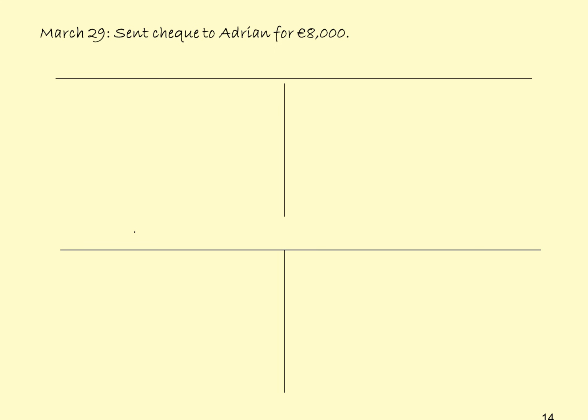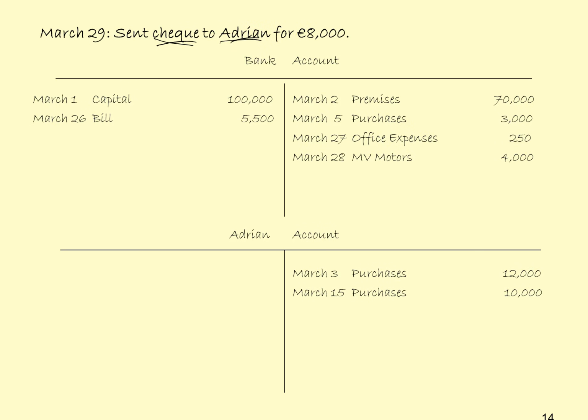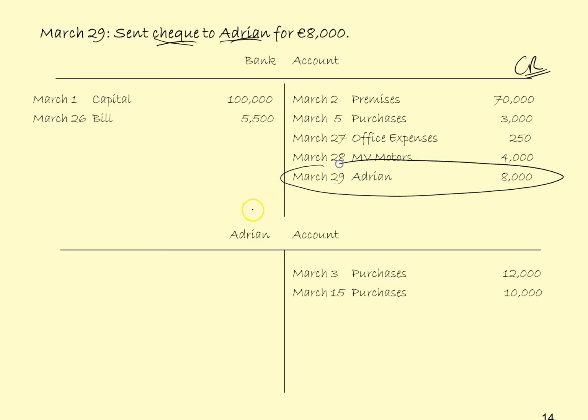And then finally sent a check to Adrian. So again, check implies bank, and we have an account for Adrian. So we have both of these ledger accounts. We're sending money out to Adrian, writing a check to Adrian, so we're going to credit the bank again. So if we put that in there, March the 28th, Adrian 8,000. So we will be debiting Adrian's account, March the 29th, bank 8,000.